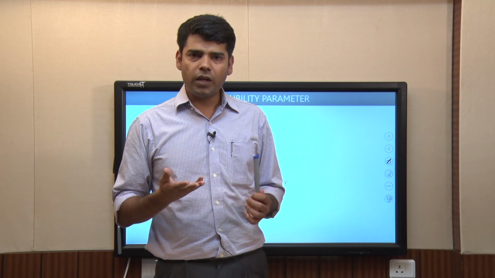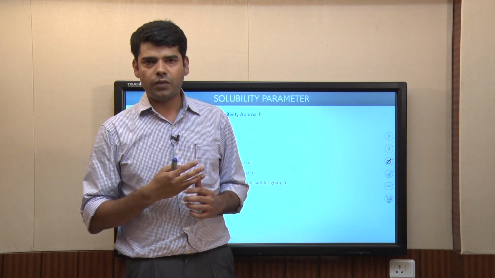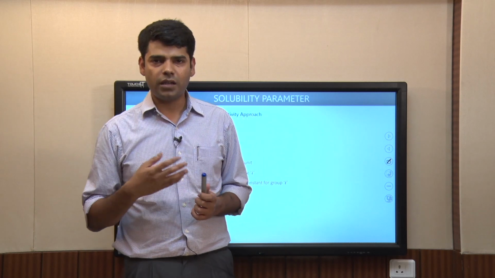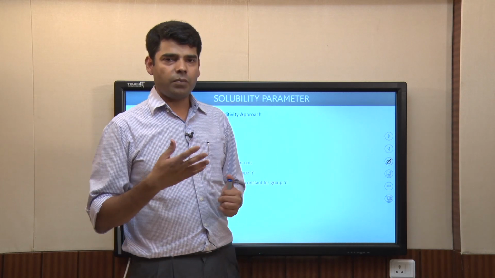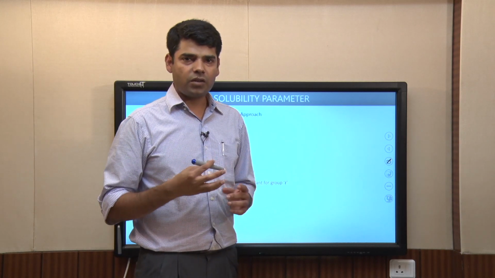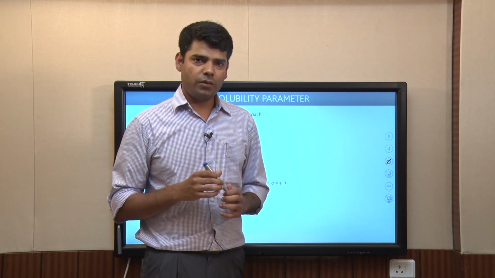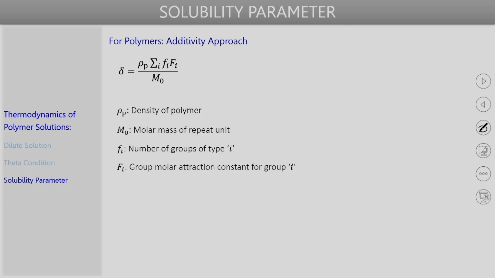In general, for any non-volatile material, the previous formula, which is the definition of the solubility parameter, does not apply very well. So for polymers, an approach commonly adopted is the additivity approach. In this approach, delta is given by the density of the polymer multiplied by the summation of the number of groups of a certain type, multiplied by the group molar attraction constant, capital Fi, and the whole thing divided by the molar mass of a repeat unit.